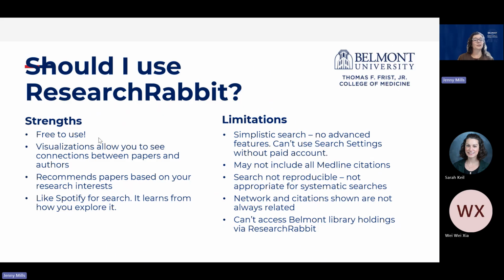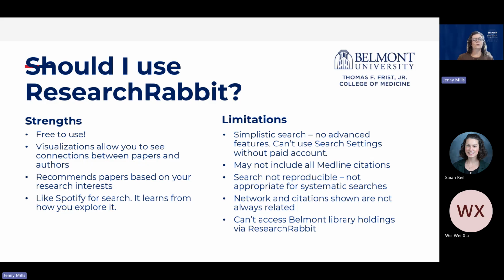So it's free to use, so that's nice, although we saw that some of the search features are only available in the paid version. But the visualizations are very nice, especially to see connections between papers and authors, and you don't have to do a lot of keyword searching. You can start with a couple of seed articles and then just let Research Rabbit iterate from there. That's really nice because it's hard to come up with the right keywords sometimes.